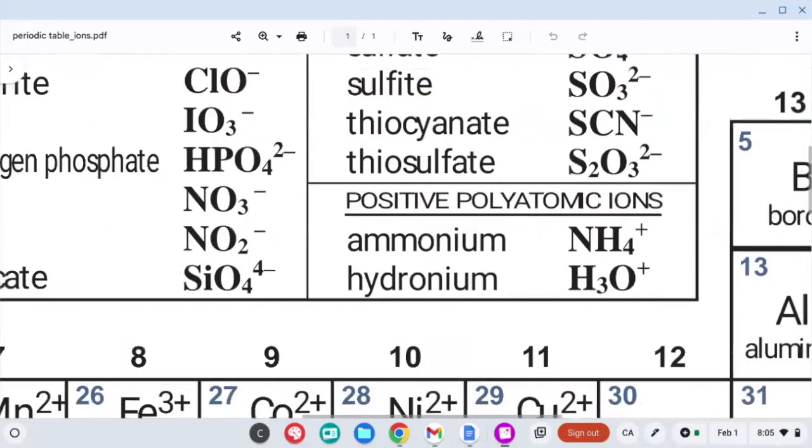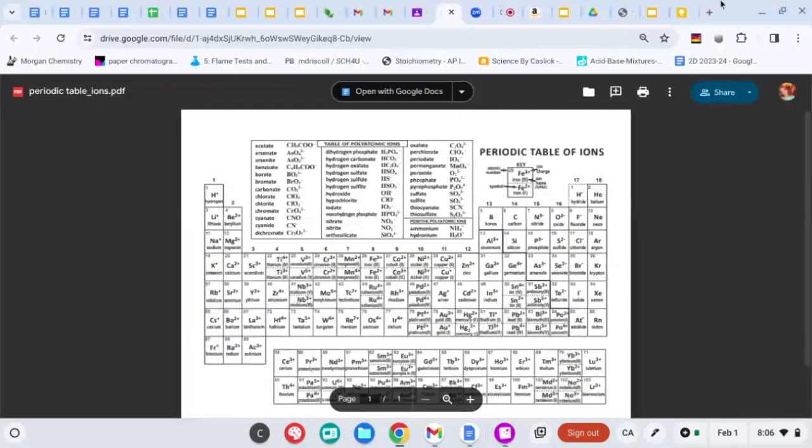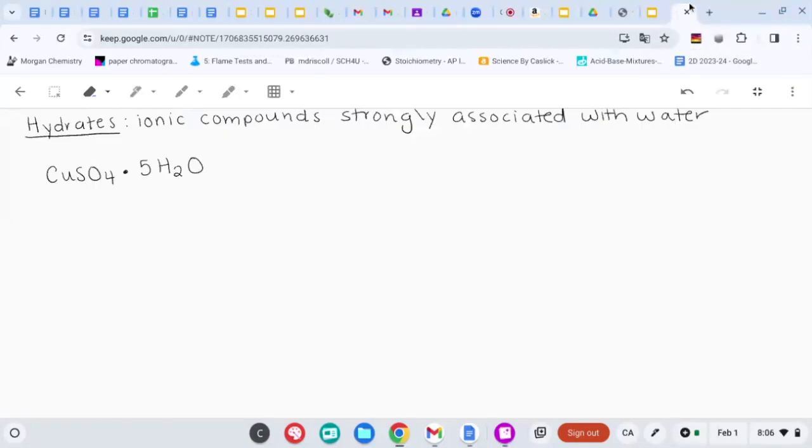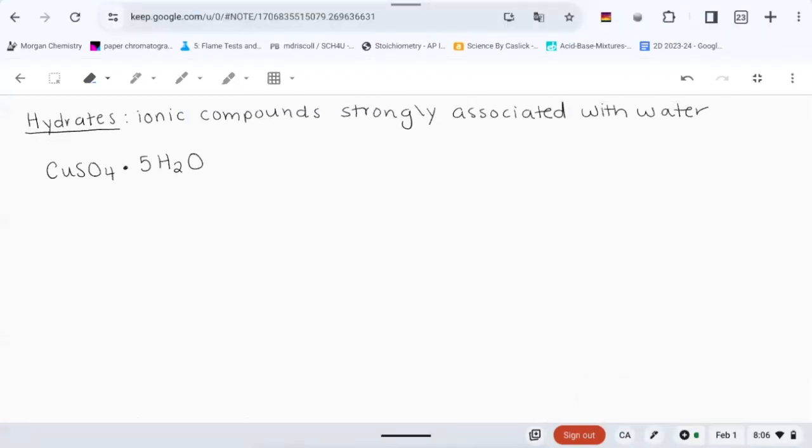And then SO4 is something that stays together. Sulfate. Yes, it's right here, sulfate. So it stays together as one thing, and we call it sulfate. So that's the name there. So we have copper sulfate for the first part.